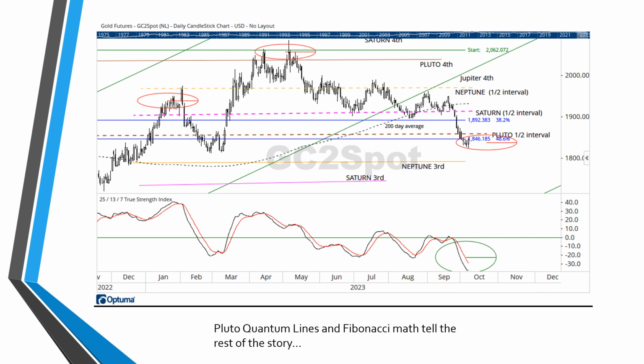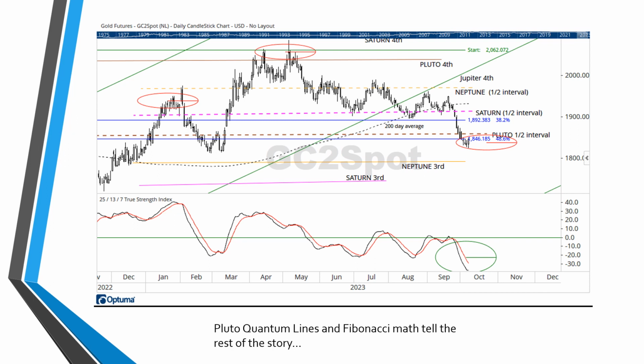Now here's a very messy chart. Let me explain this here as best I can. In some previous videos on this YouTube channel, I've introduced you to the concept of quantum lines. So this is the gold price chart, and I've overlaid Saturn quantum lines, Neptune quantum lines, and the green line with the high slope on it is Jupiter. There's a Pluto quantum line, which actually marked overhead resistance, and that's why in May gold was unable to press higher. That Pluto fourth quantum line was just too much of an obstacle for it to get past.